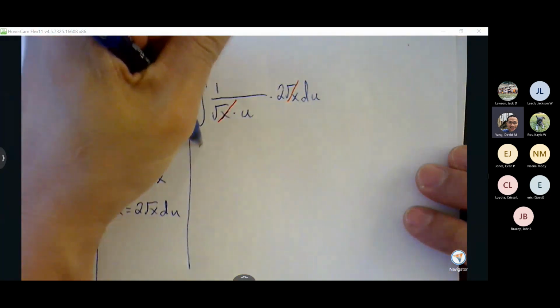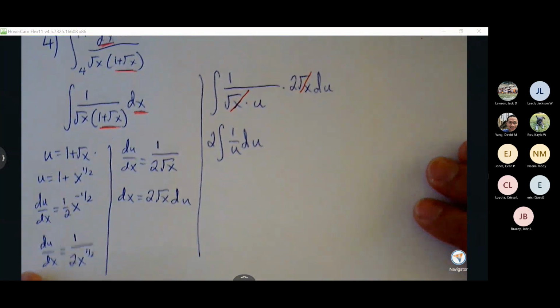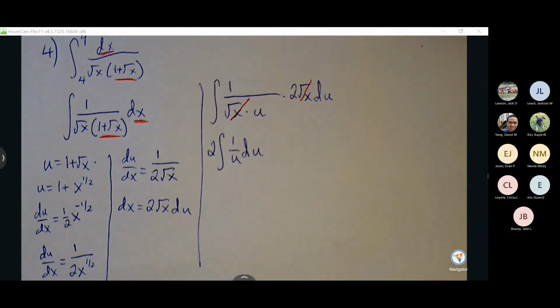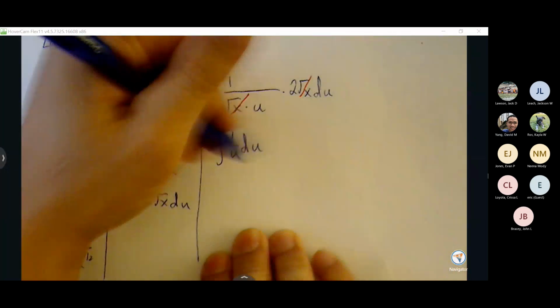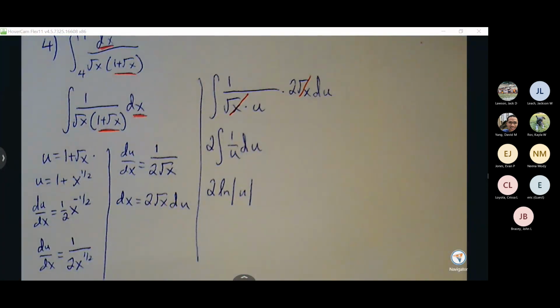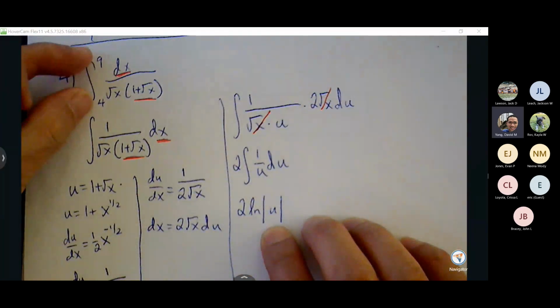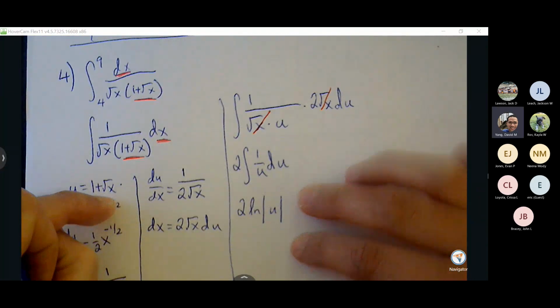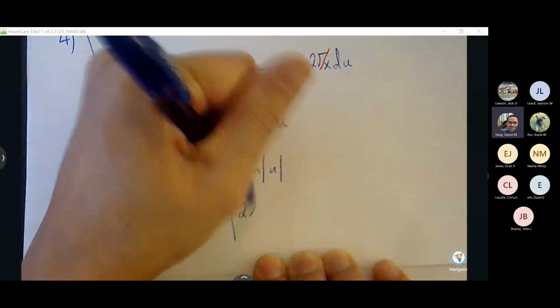Pull the two out in front. Right, that matches nicely with the rule that we have available, which is natural log. Make sure you bring back your original variable. Or the other option is you convert the bounds to be in terms of u, and then you can use those new bounds, which is what I did on the key, but I'll show this other way here.